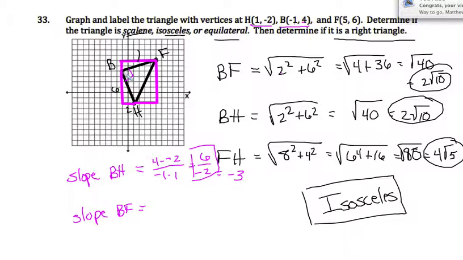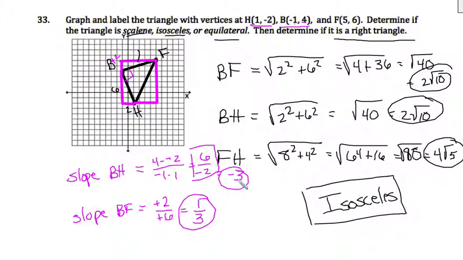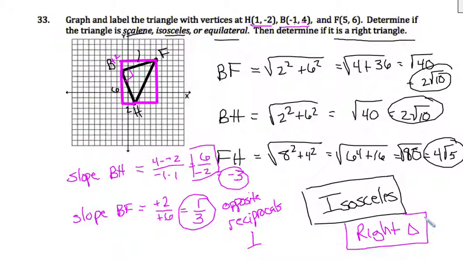So if I'm looking for the slope of BF, I'm going up 2, so that's positive 2, and then I went to the right 6, which would be a positive 6. So again, the same 2 and 6 that I used to get the distance, but in slope it matters where those numbers go. So 2 over 6 reduces to a positive 1/3. Well, negative 3 and 1/3 are in fact opposite reciprocals. And if those are opposite reciprocals, that means that those are perpendicular. And if it's perpendicular, angle B is a right angle. So it is isosceles, and it is a right triangle. And this is the work that I would need to show to prove that.